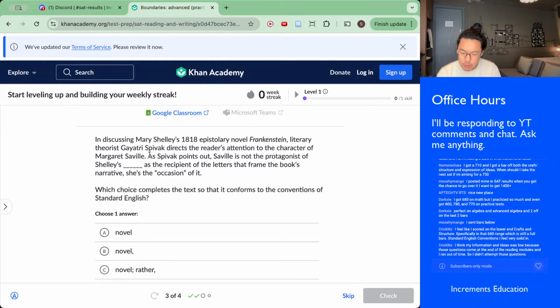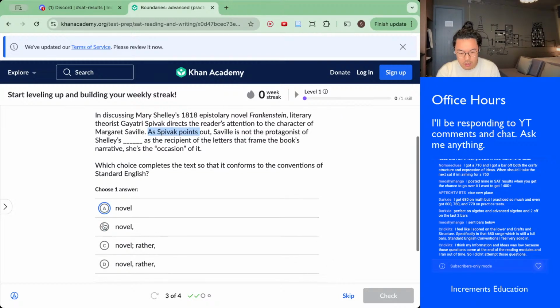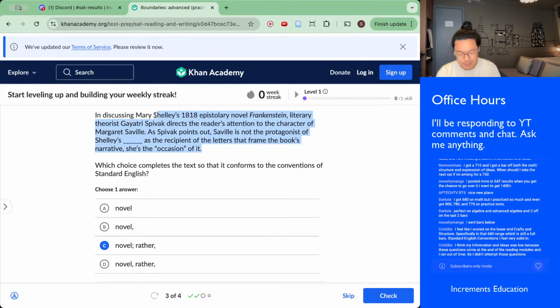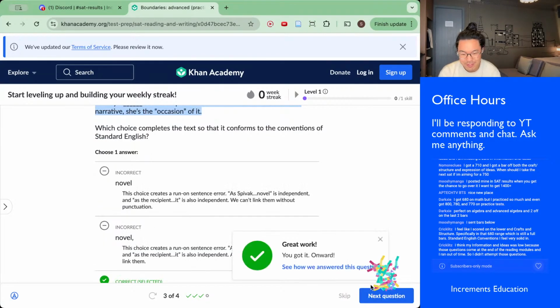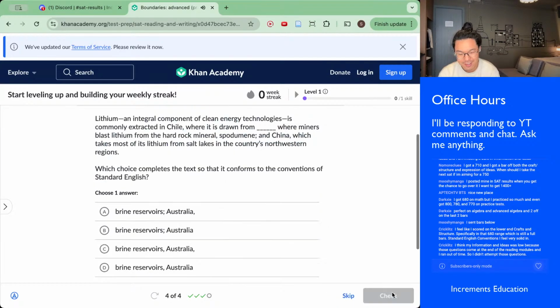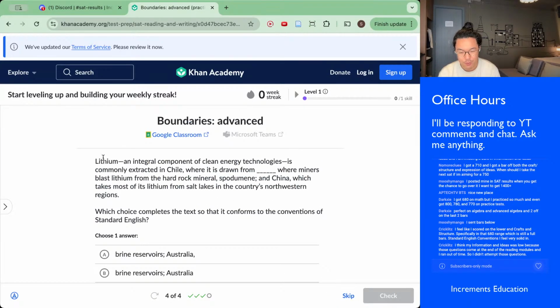Okay, this one might be closer to what I'm talking about. Right now, if you're missing two bars on your grammar, you'll read this kind of thing. As Spivak points out, Seville is not the protagonist of Shelley's novel. Rather, no, wait, this one's kind of easy. Khan Academy, you're not helping me. Khan Academy, please give me something that I can work with.